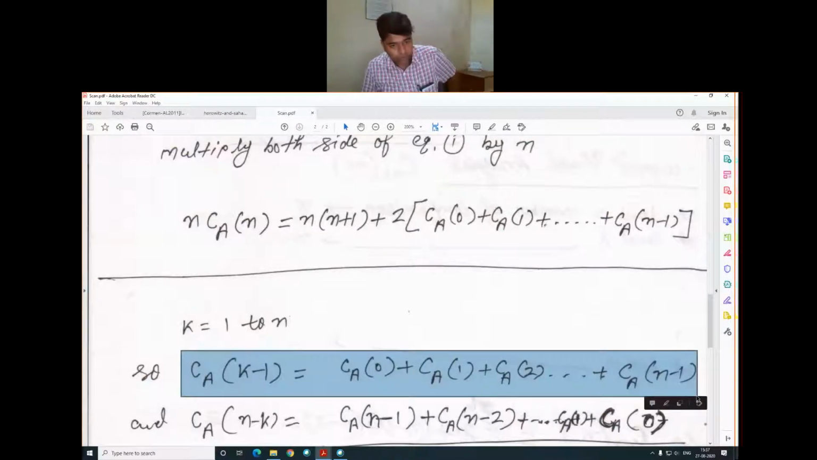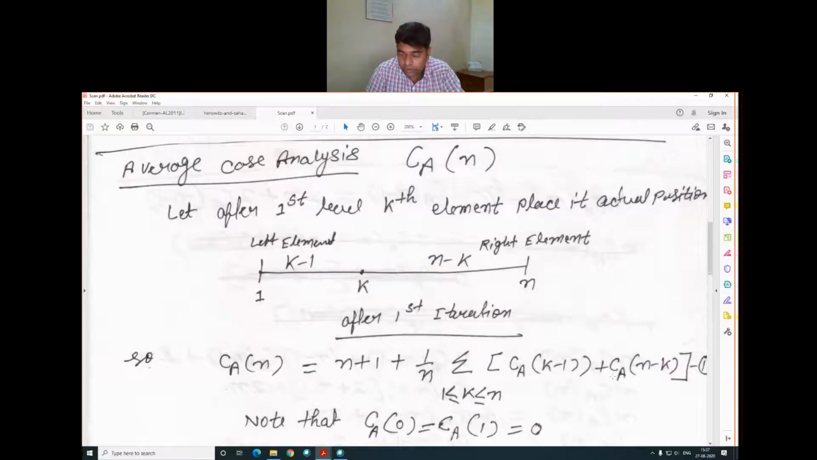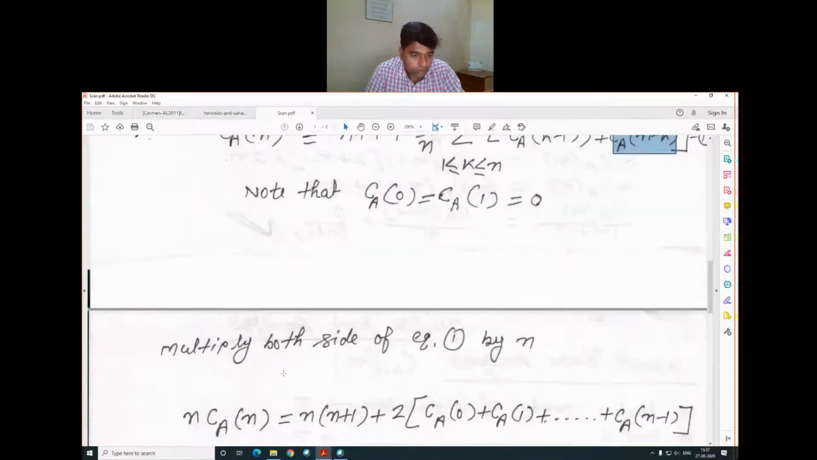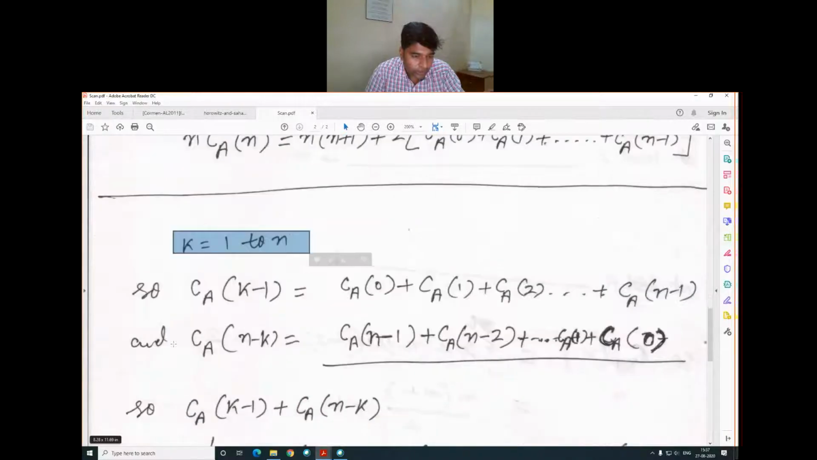for the value of k from 1 up to n, then we'll get the sum of C of a k minus 1, which is equal to C of a 0 plus C of a 1 plus C of a 2 up to C of a n minus 1. Similarly, C of a n minus k. How is it now? Because this is also a summation, part of the summation in the very first equation. So when we put the value of k from 1 to n, then we get C of a n minus 1. Just put k equal to 1 here.